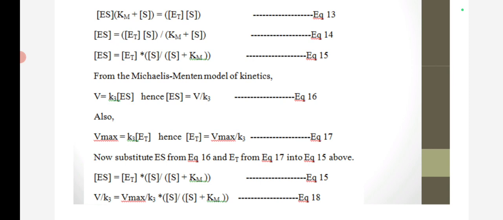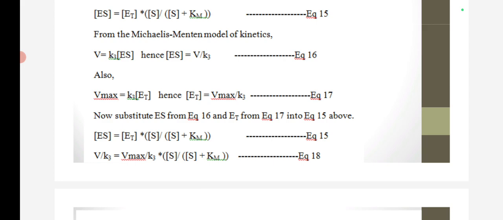Now we are substituting equation 17 in equation 15. Again writing equation 15: the enzyme substrate complex equals the enzyme total concentration into substrate concentration divided by substrate concentration plus Km. Here in equation 15, we now substitute equation 17. For the enzyme substrate concentration, we substitute V naught divided by K3, equal to, instead of the enzyme total concentration, Vmax divided by K3 into substrate concentration divided by substrate concentration plus Km.